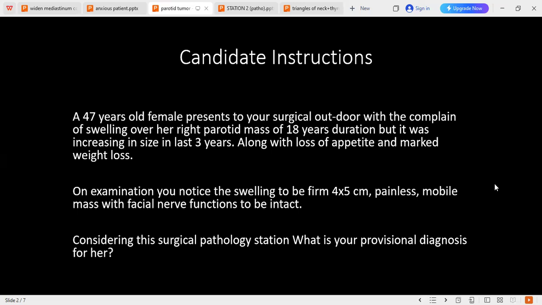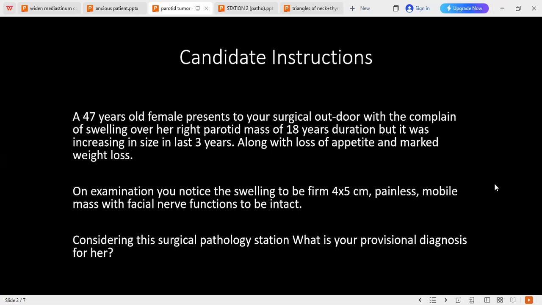What other differential diagnosis would you consider? It may be the parotid gland carcinoma, preauricular lymph node, or lymphoma. What is the most commonly occurring swelling or mass present in the parotid region? Most probably it is the pleomorphic adenoma.